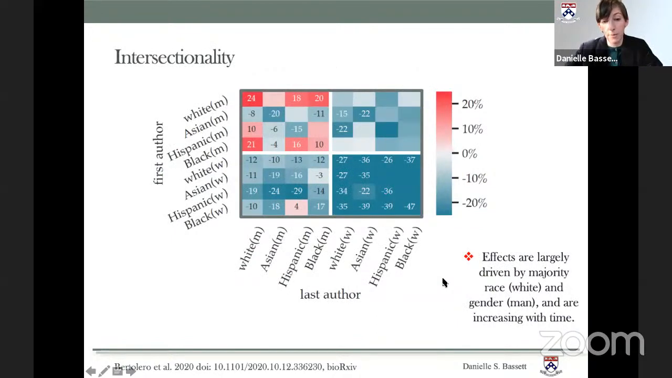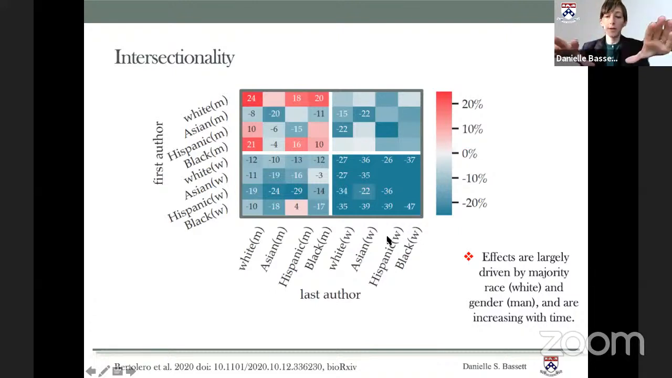The last question that's probably on your mind in terms of data here is, what about intersectionality? So what is the cost of being a minority gender and a minority race or ethnicity? To address that question, I'm plotting for you here the race and ethnicity and gender of the first author and of the last author. We have men first and then women second, and the same on the x-axis, men first and then women second.